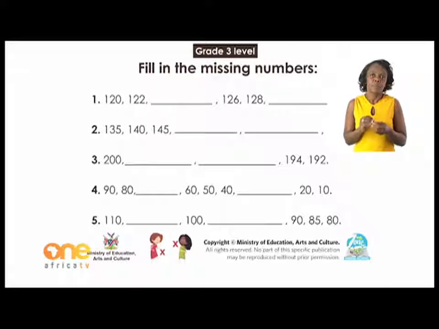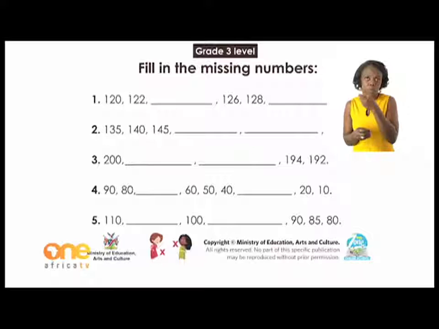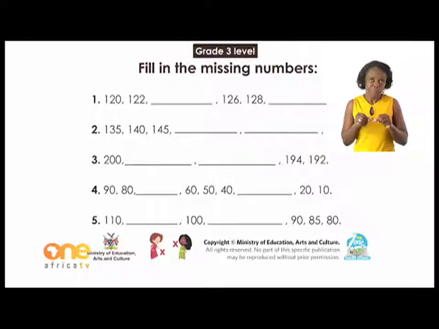Now let's see number 2. 135, 140, 145. What are they counting in? Are they still counting in 2? No, no, no. So find out in which number are they counting in. If they are counting in 5, then continue filling in the numbers. And you continue to number 3.